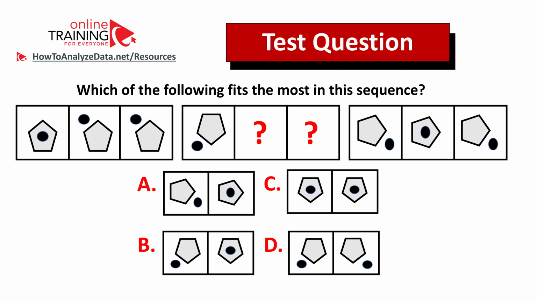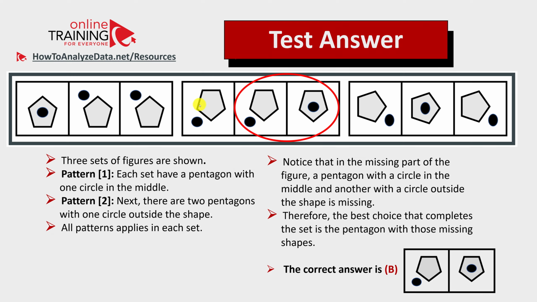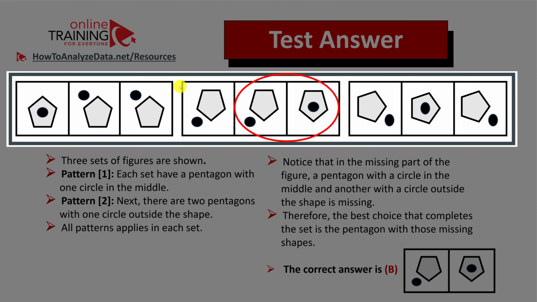Do you see the answer? Let's continue to see how we can solve this challenge and get to the correct solution together. To solve this challenge, you need to understand the patterns present in this question. There are 2 main patterns presented. The first pattern is the fact that each pentagon contains a circle in the middle. And the second is that 2 other pentagons in the group contain circles outside of the pentagon.